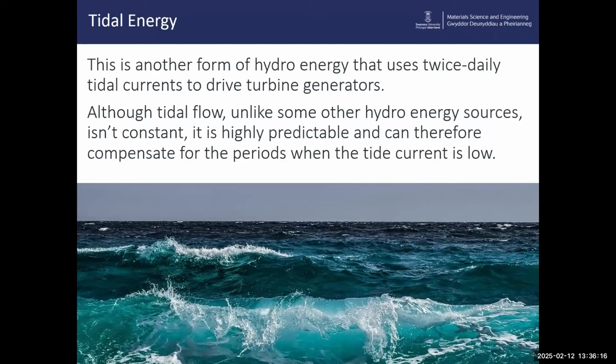Here at Swansea Bay, we have the Blue Eden Tidal Lagoon set for development, set to feature underwater turbines generating 320 megawatts of renewable energy. However, the project is still in limbo a little bit due to money, I think.